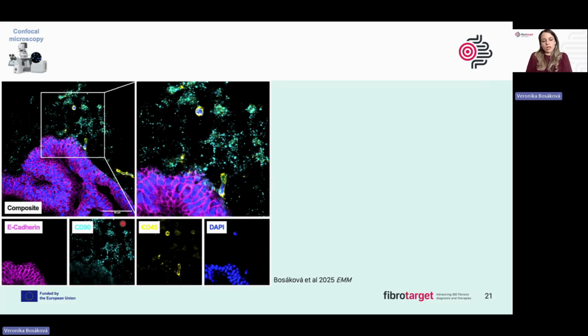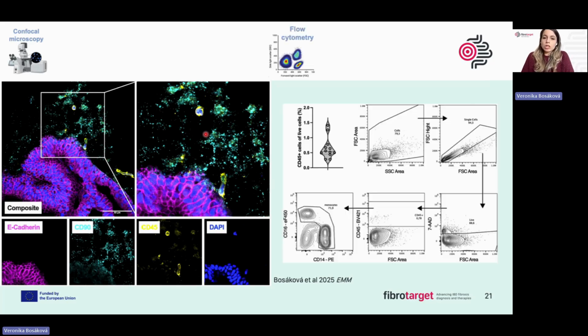Another advantage of iPS-derived organoids is that they form a so-called immunocompetent environment, which means that even though they do not contain any immune cells, they respond to different stimuli, and they can also interact with immune cells that were introduced to the system. Here you can see on the confocal microscopy picture monocytes in yellow interacting with the mucosal tissue of the organoid. With flow cytometry, as in the tissue, we can focus on different cell types and describe their phenotype on the cell level.